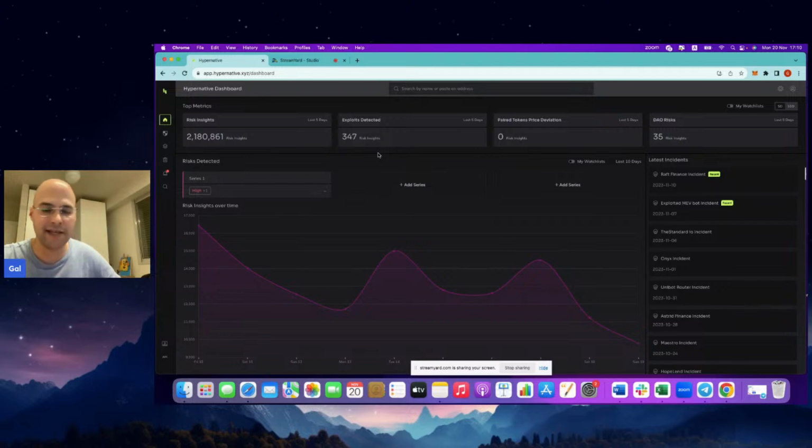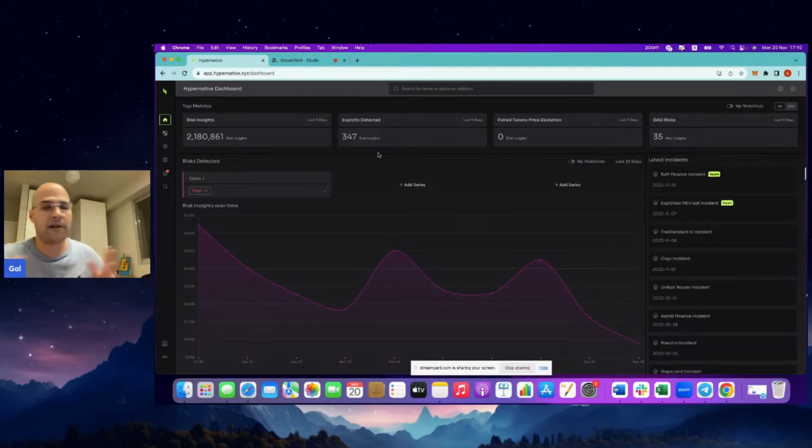In the end, you can't really think about all the end-to-end scenarios and possibilities by which your protocol is going to get hacked or exploited. And this is exactly where real-time protection comes into place.